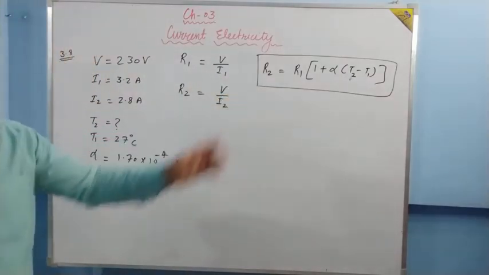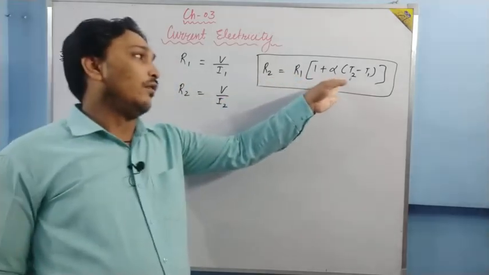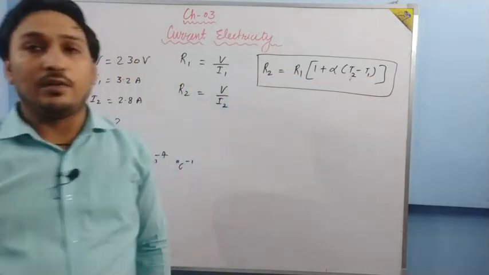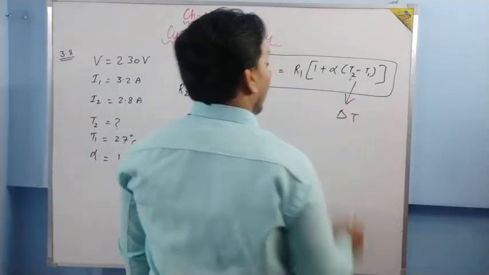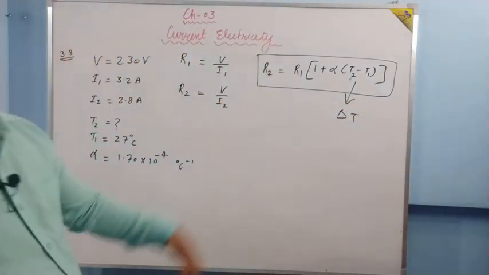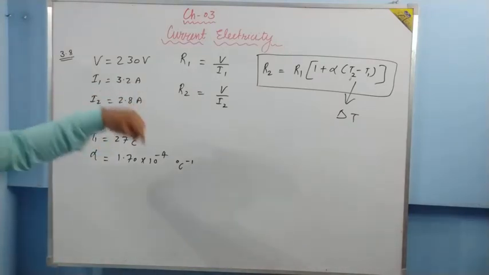You know all the values, right? You know R1, you know R2, you know alpha, you know T1. You need to get the value of T2. Further, this T2 minus T1 will be written as delta T. Try to get the value of delta T, then try to get the value of T2. I hope this question is very easy. Only a small trick is there.